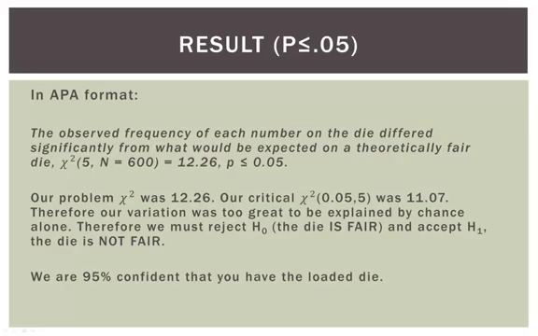Now, our computed chi-square was 12.26. Our critical chi-square was 11.07, which is, therefore, our variation was too great to be explained by chance alone. Therefore, we must reject our null hypothesis, which is the die is fair, and accept H1, which was our alternative hypothesis, and say the die is not fair. So we are 95% confident that you have the loaded die in your hand.